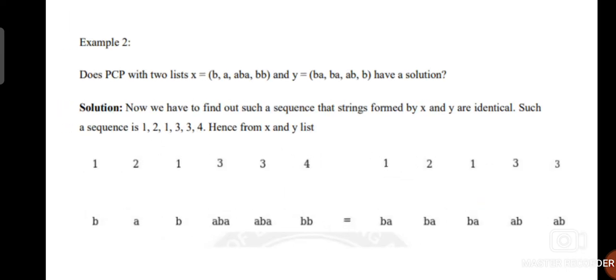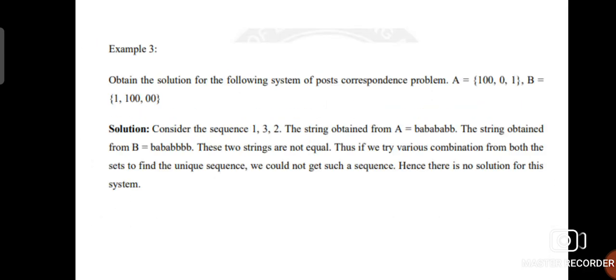This is another example. Here the order is 1, 1, 1, 3, 3, 4. So by arranging the strings in this order, we can have the equal set of strings from the two lists.